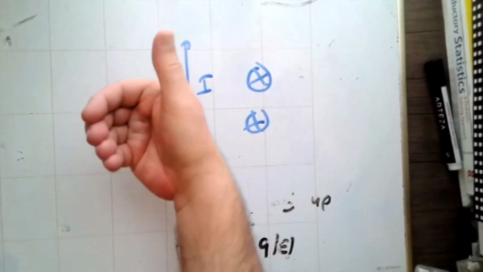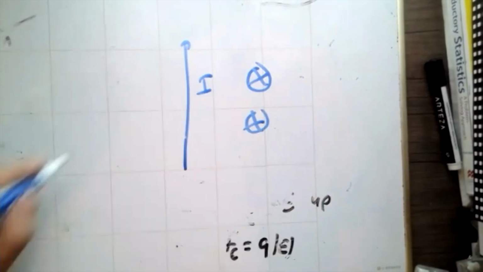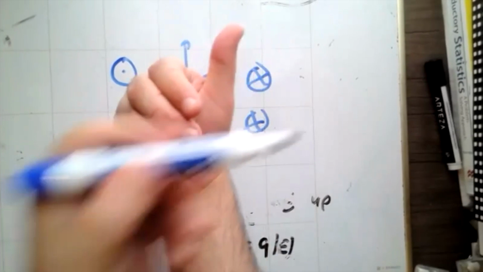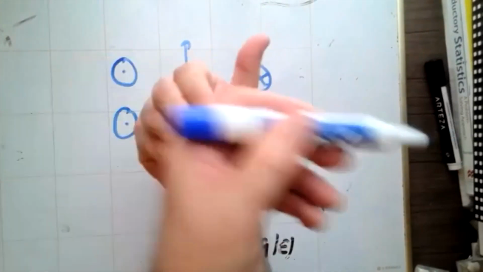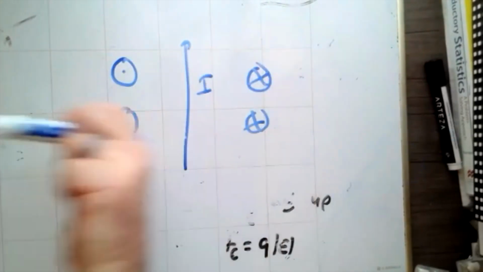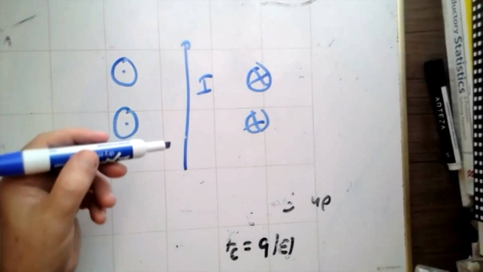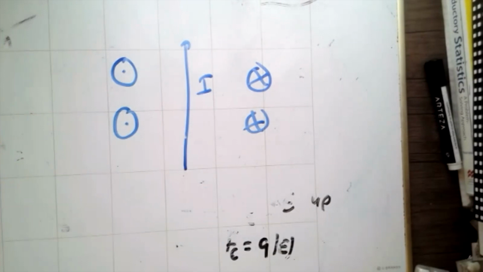Over here on the left side, B is flowing out. Up here on top, B would be flowing to the right. So it's going around in circles around I. So that's the magnetic field caused by a current.